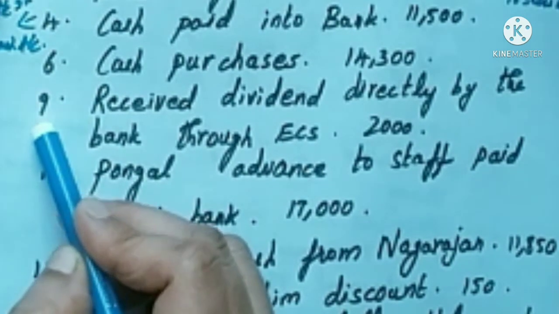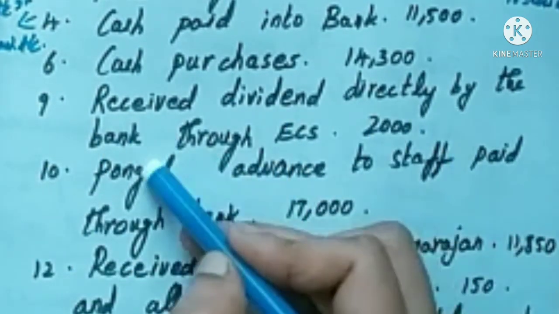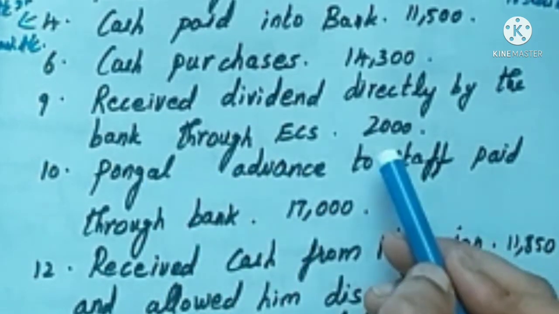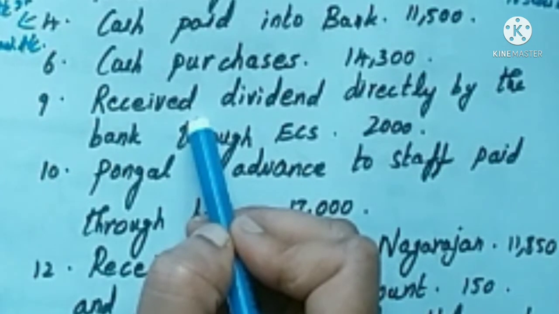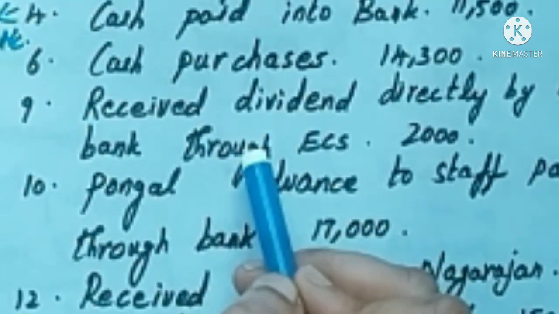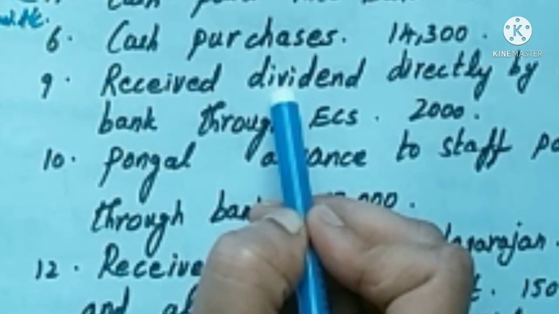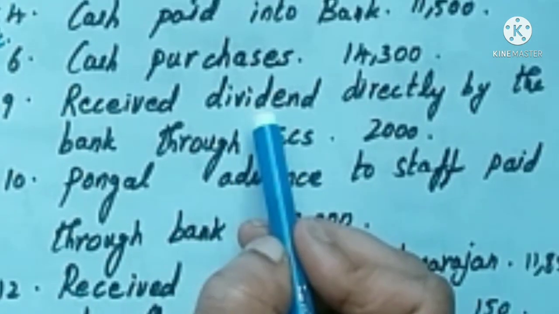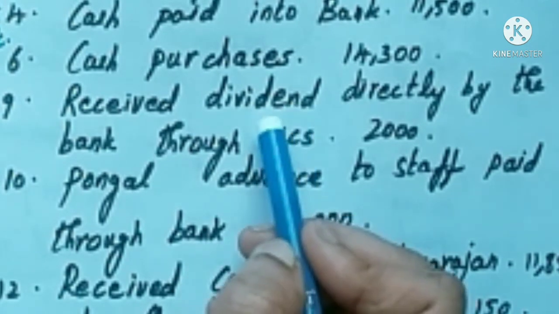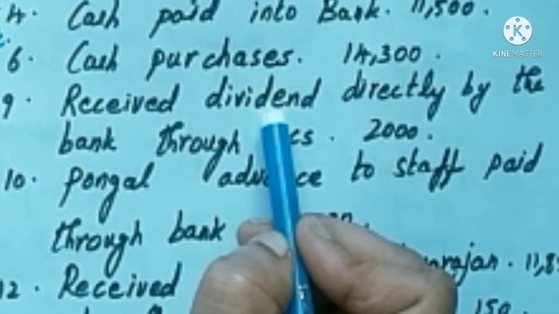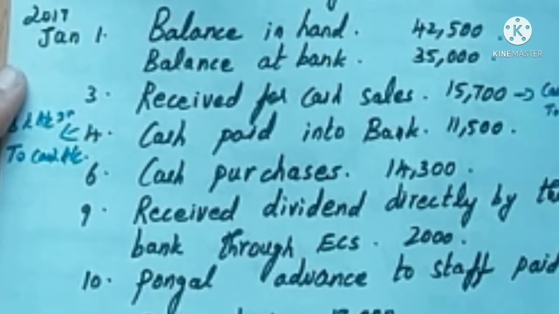See, on 9th January, received a dividend directly by the bank through ECS, rupees 2,000. So what happens when you receive a dividend? When you receive this dividend, bank account is debited because cash is received through bank, and credit dividend received account because dividend is an income. We have to credit all incomes and gains as per the nominal account rule.